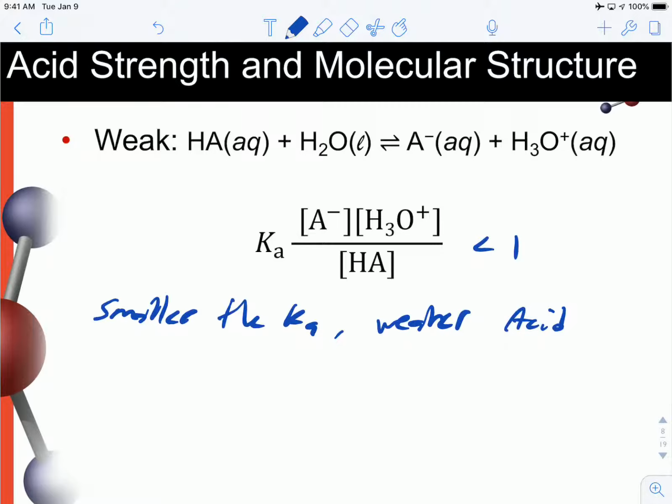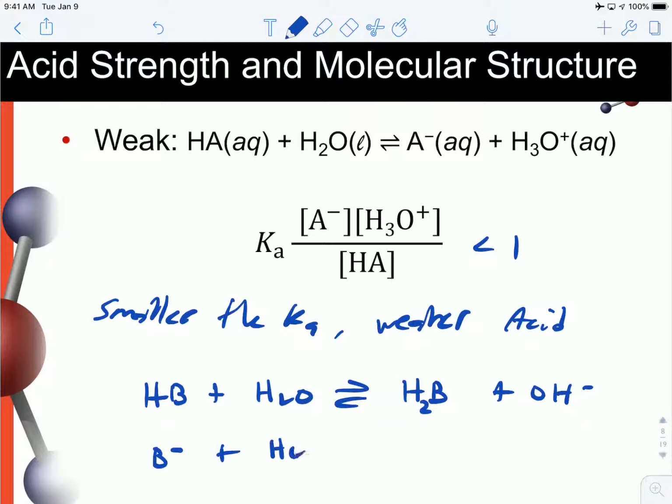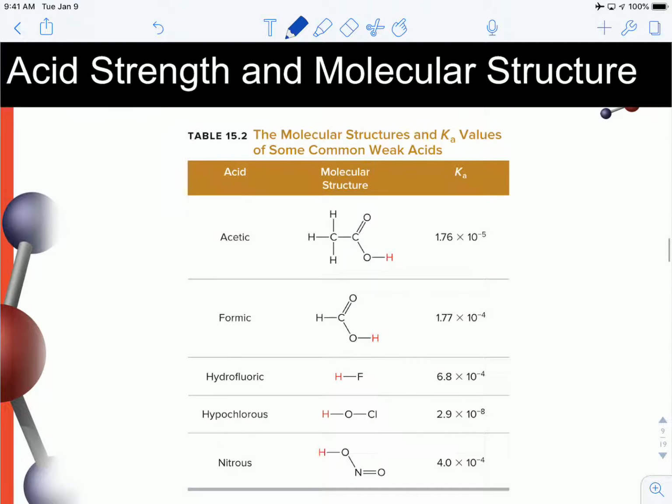This applies to bases too. For a base, you can simply write HB plus H2O goes to H2B plus OH minus, something like that. Or it could start as B negative. B negative plus water gives you HB plus OH negative, something like that. So that's very similar to an acid.